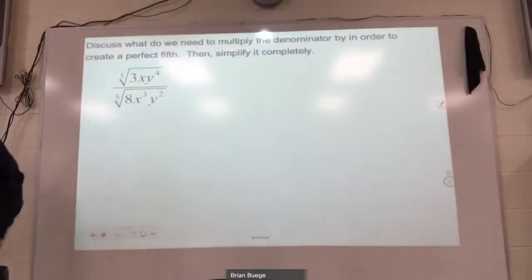All right, last example that we'll go through, similar to what we just did, just a fifth root now instead of a cube root.